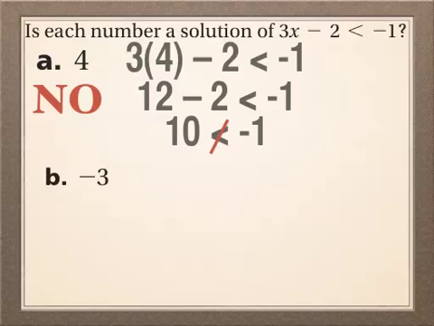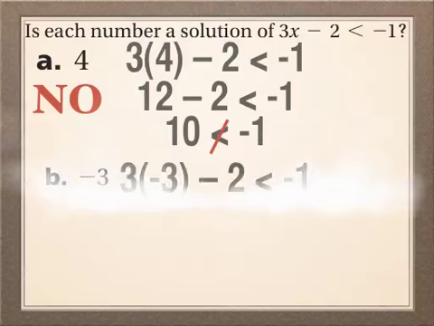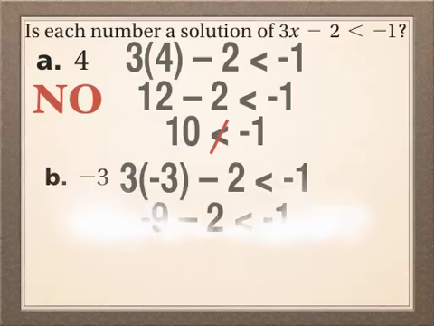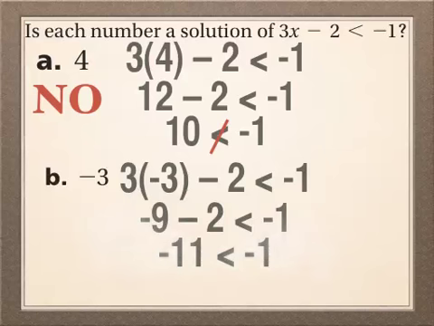Now if you plug in -3 for x, we would have 3 times -3 minus 2 is less than -1. 3 times -3 is -9. -9 minus 2 is -11. Now -11 is less than -1, so -3 is a solution to the inequality.